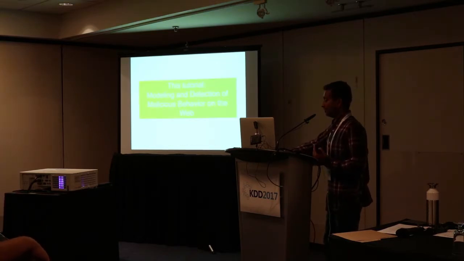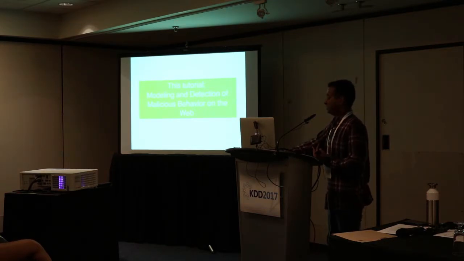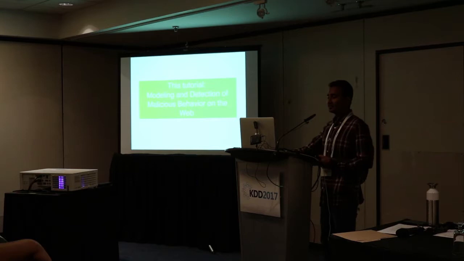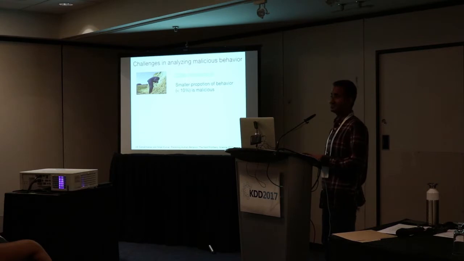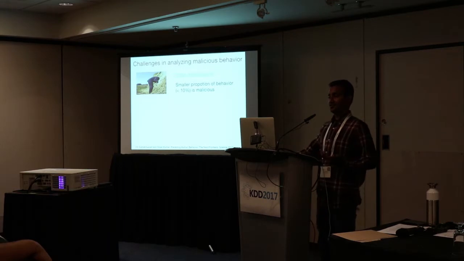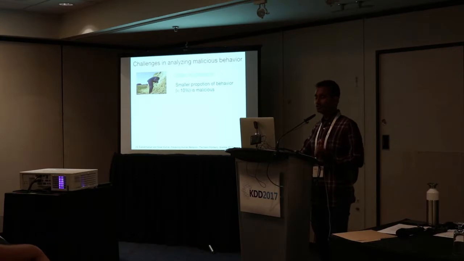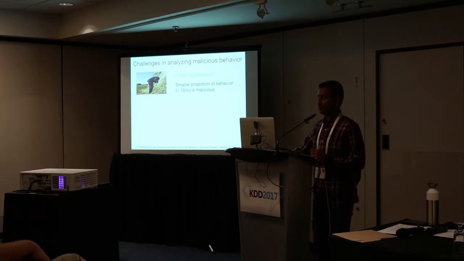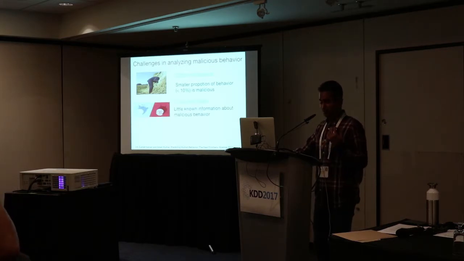So given that we rely so much on social interaction, and there is so much misinformation and malicious behavior online, in this tutorial, we'll be looking at modeling and detecting this malicious behavior. And there are several challenges that we'll need to address. The first is data imbalance. Most of the people on the web are actually good, and their intentions are not bad. There's only a small proportion of users that are malicious, and this is usually less than 10%. We have limited labels. We don't know all the types of malicious behavior that exist online.